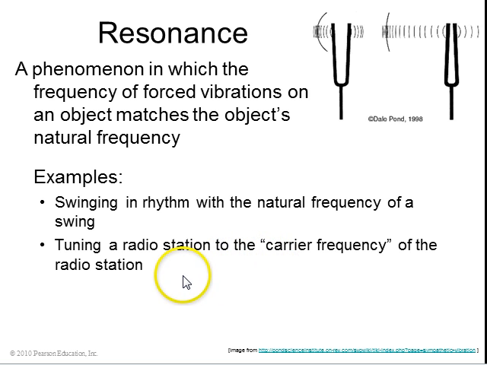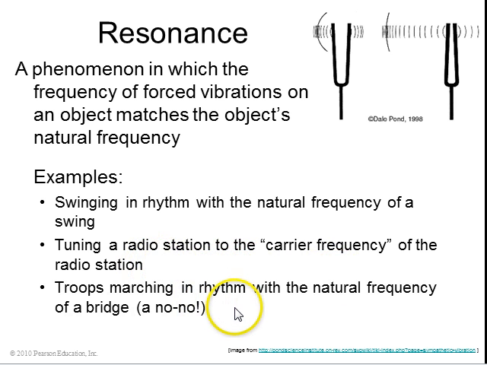If your radio is tuned to the right frequency, you can pick up on a particular radio station. Also, if troops are marching at a certain rhythm, and that matches the rhythm of a bridge, you can actually destroy the bridge by marching over, which is why troops are not allowed to march in rhythm when they go over a bridge. It's just to go out of step.